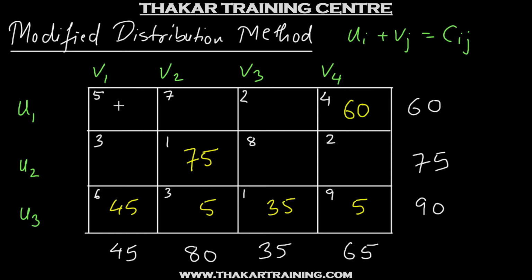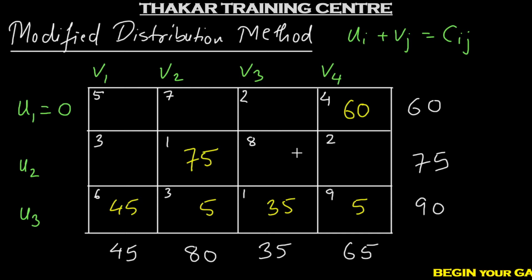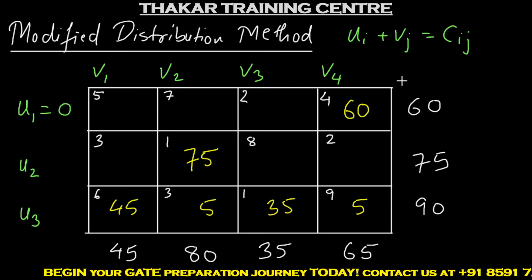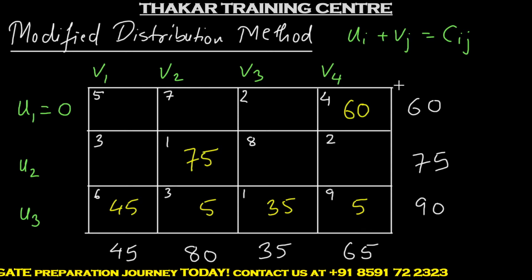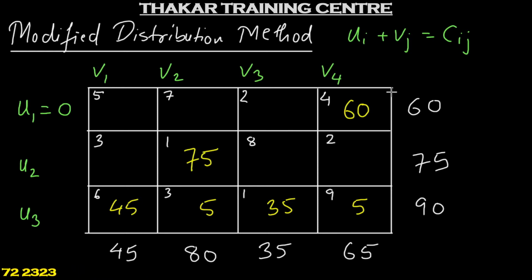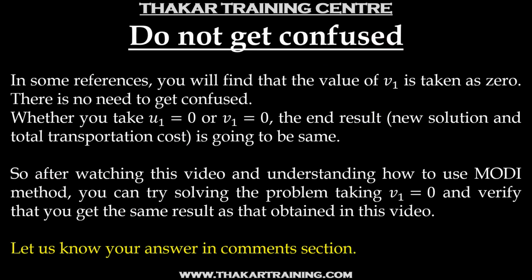So what is done is we assign an arbitrary value to one of these variables. So let's say we take u1 to be equal to 0. So now we have 6 unknowns and 6 equations. So I hope you follow that in general, when we have m sources and n destinations, we would have introduced m plus n such variables, whereas any basic feasible solution will have m plus n minus 1 allocations. So we'll be always having one equation less than the number of unknowns. So to proceed ahead in the problem, we assign arbitrary value to one of the variables. So we take u1 equal to 0.